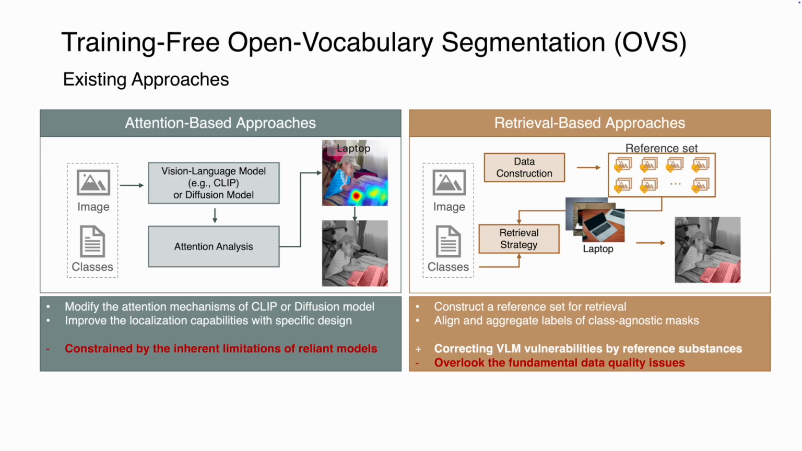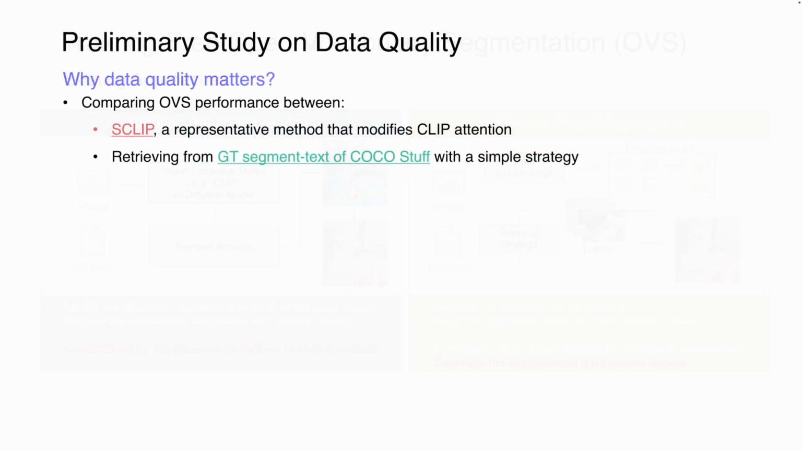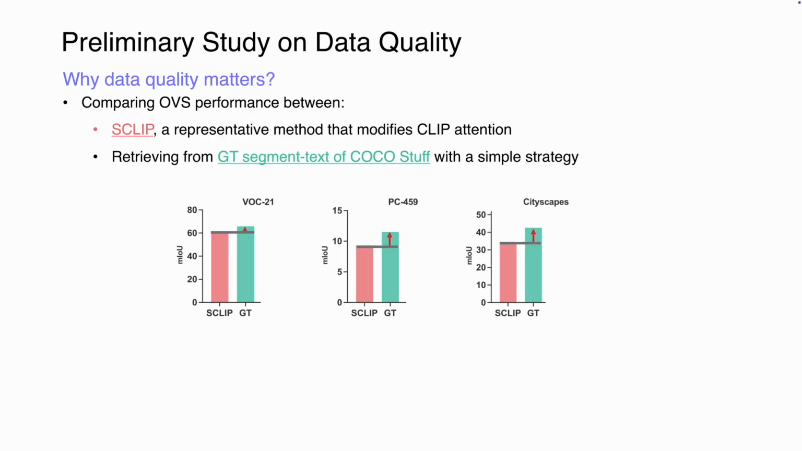We believe retrieval-based approaches have higher potential by correcting VLM vulnerabilities through reference substances. But the fundamental data quality issues are heavily overlooked in existing solutions. In our preliminary study, we investigate the impact of data quality by viewing the ground truth COCO-Stuff annotations as a high-quality reference set, and compare OVS performance between retrieving from this ground truth set and SCLIP, a representative attention-based method. Despite a simple retrieval strategy, we observe a consistent performance improvement. This indicates the significant potential of data for enhancing training-free OVS.